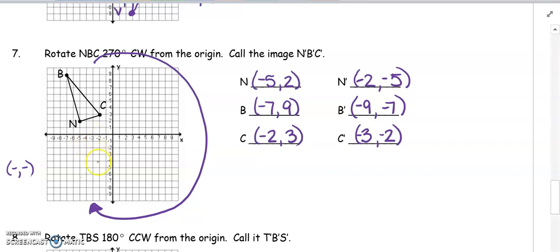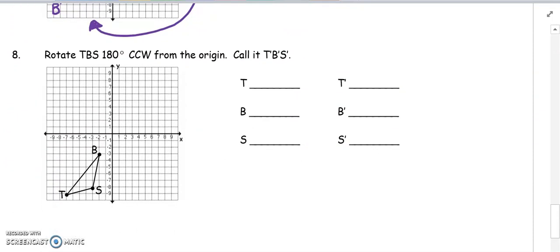So N prime is negative 2, negative 5. B prime is negative 9, negative 7, and C prime is negative 3, negative 2. So if we connect those dots, we've completed the rotation there. Now, my last one, I want to rotate TBS 180 degrees counterclockwise. So I'm going in the opposite direction of the clock hands. Well, 180 divided by 90 is going to give me 2. So 1, 2. We're going to end up in that first quadrant.